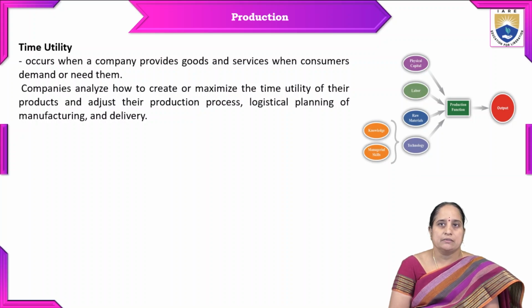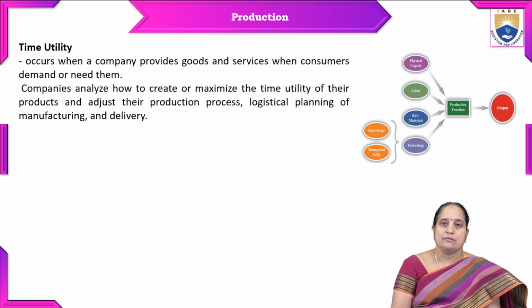So time utility occurs when a company provides goods and services when customers or consumers demand or need them. So even the company has to supply to the consumers at the right time. For example, now we are in need of any product, so immediately we want to acquire that and satisfy our need. Based on that, the availability or flow of the goods and services will be within reach of the consumers, providing the goods or services to the right customer in the right place at the right time.